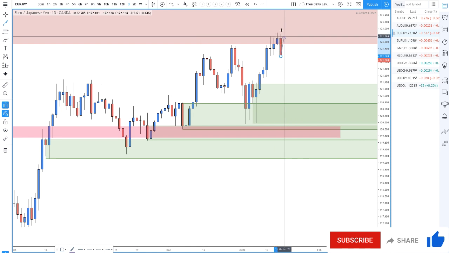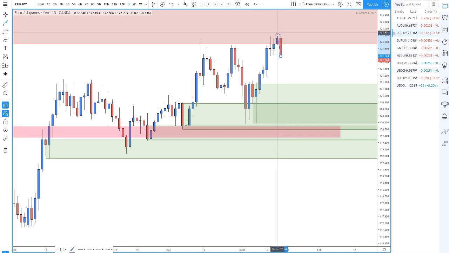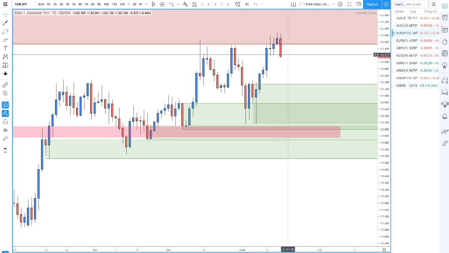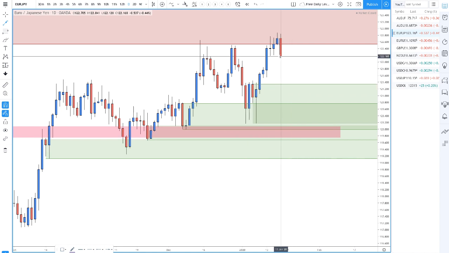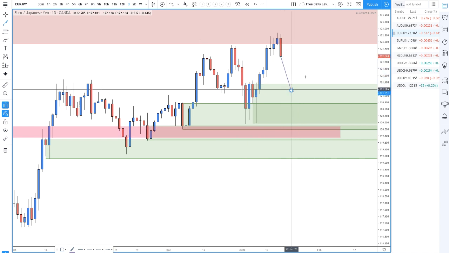So decent open on the Sunday open, potentially a decent move to the downside, especially if risk off comes into the market. Yeah, if risk off comes into the market, that would be very nice. If you do want to be a buyer of the euro, then the first area to look for some long trades is probably going to be around here.